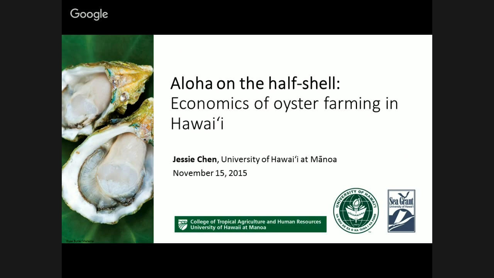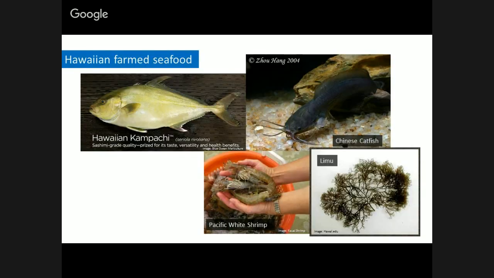So I always like to start my talks off by introducing people to the idea of aquaculture. So aquaculture is basically the aquatic version of agriculture. Some of the things we're farming currently are different species of fish like Hawaiian kampachi, Chinese catfish, and recently the island of Hawaii has also started farming Pacific white shrimp. And we also farm things like limu, which are edible seaweeds.